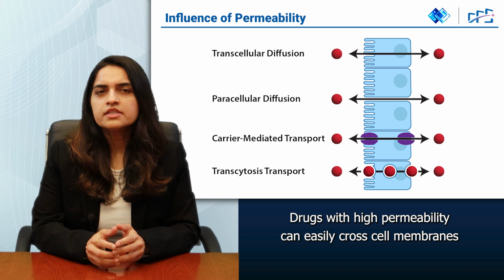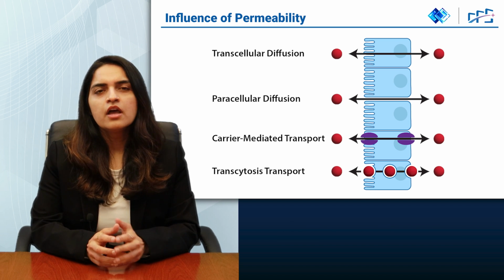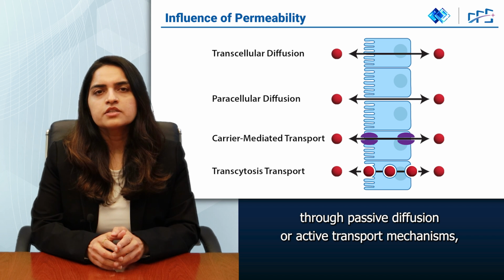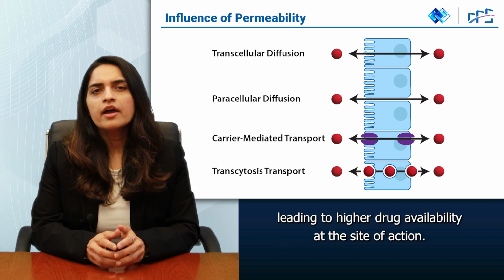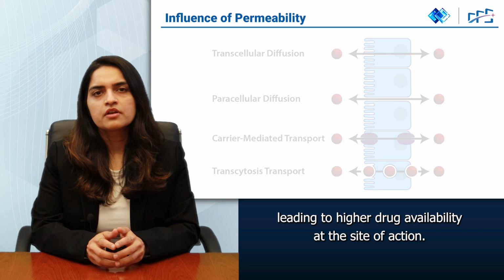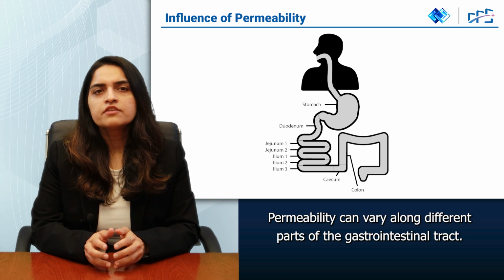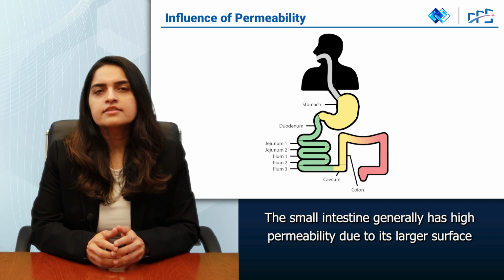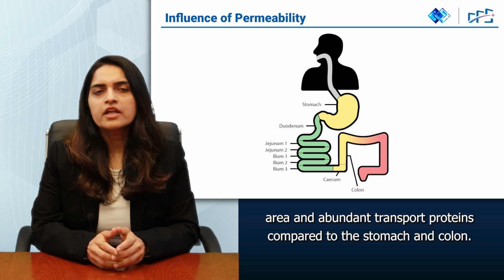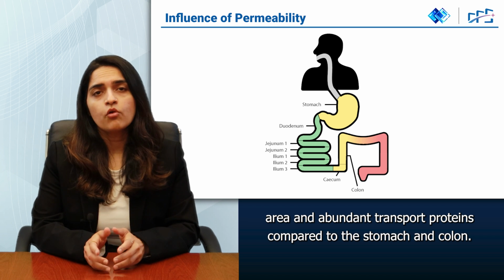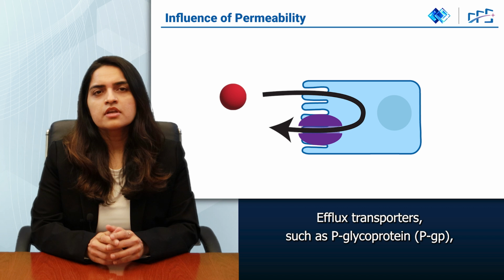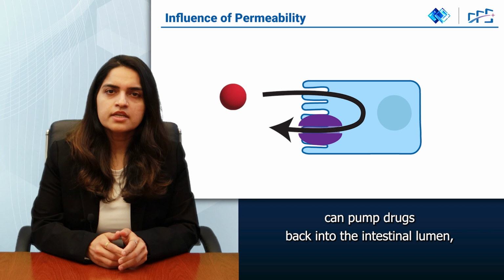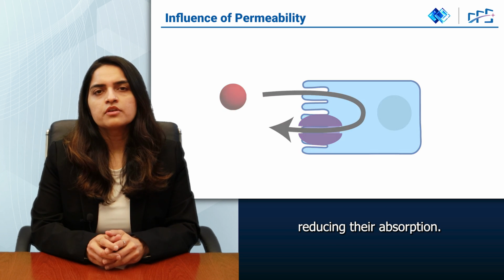Drugs with high permeability can easily cross cell membranes through passive diffusion or active transport mechanisms, leading to higher drug availability at the site of action. Permeability can vary along different parts of the gastrointestinal tract. The small intestine generally has higher permeability due to its larger surface area and abundant transport proteins compared to the stomach and colon. Efflux transporters such as P-glycoprotein can pump drugs back into the intestinal lumen, reducing their absorption.